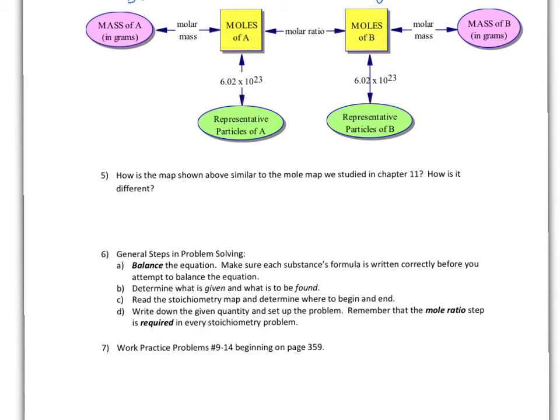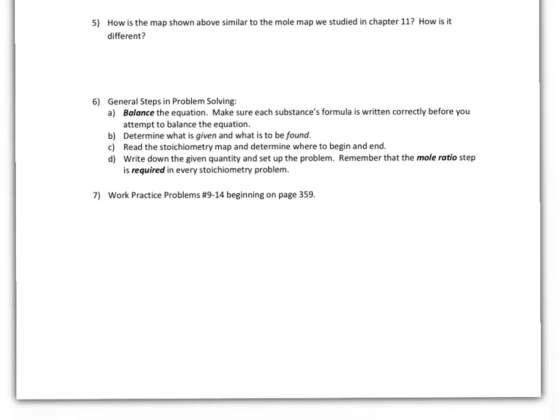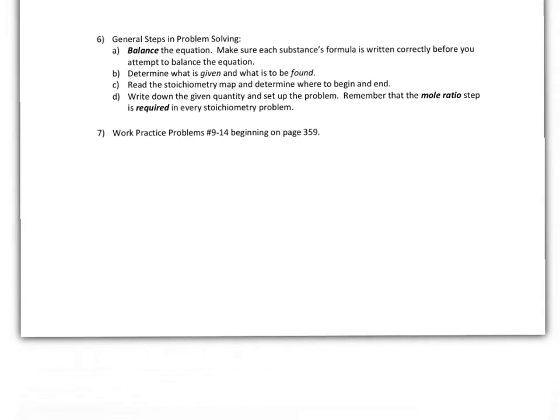General steps in problem solving. The first thing you want to do is balance that equation, or make sure that it's balanced. Then you want to make sure that each substance's formula is written correctly before you attempt to balance it. So, I guess you should reverse these. Do this first. Make sure your formulas are written correctly, then balance your equation, then figure out what you're given, what you're supposed to find, then look at your map, figure out where you need to start and stop, and then write down your given quantity and set up the problem. Remember that the mole ratio step is required in every stoichiometry problem, so you don't want to miss those.